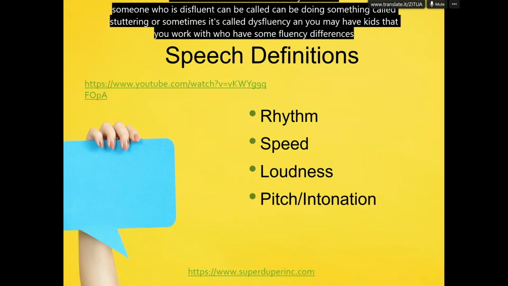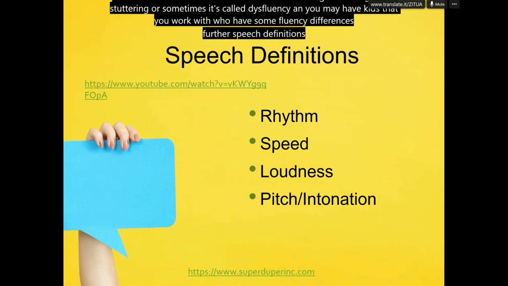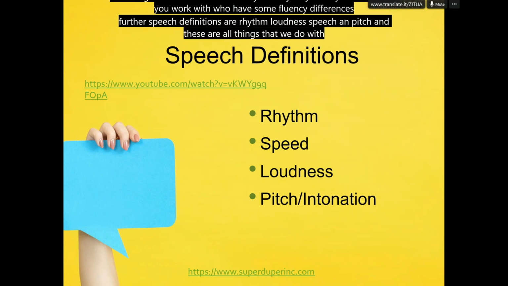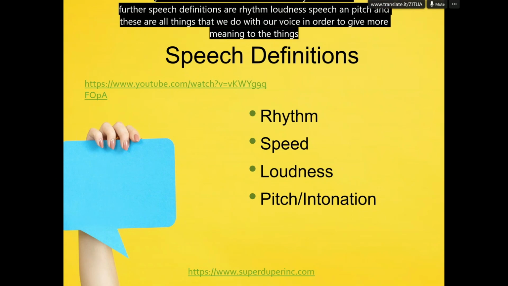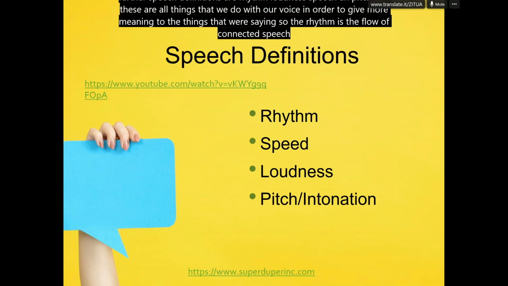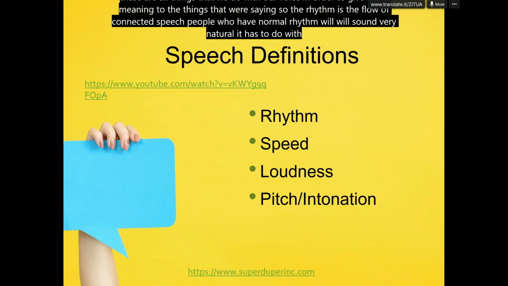Further speech definitions are rhythm, loudness, speech, and pitch. And these are all things that we do with our voice in order to give more meaning to the things that we're saying. So the rhythm is the flow of connected speech. People who have normal rhythm will sound very natural. It has to do with how you pause and how you phrase things.